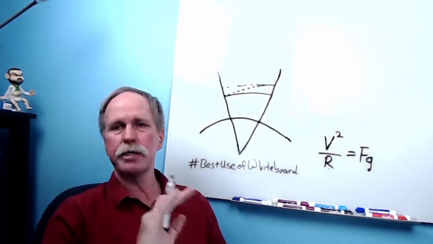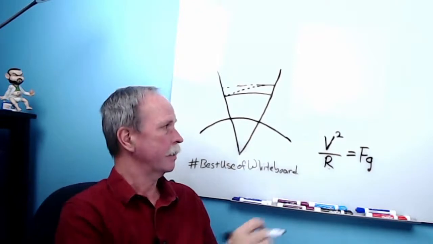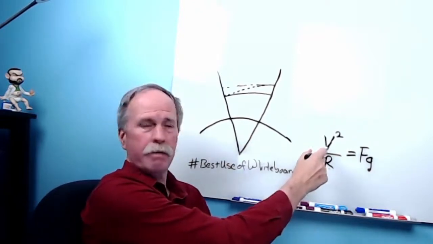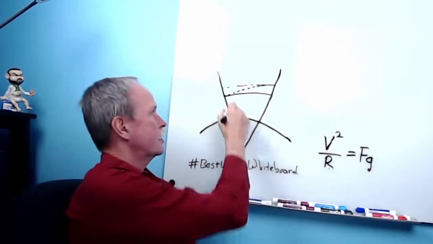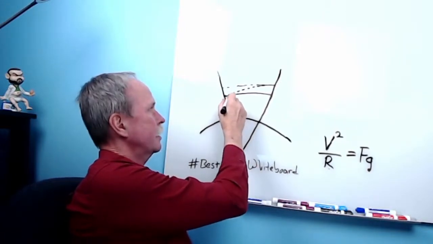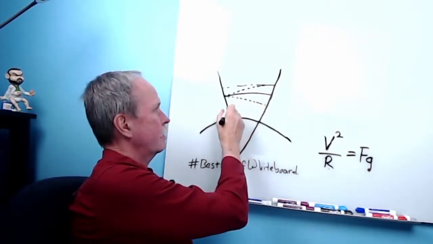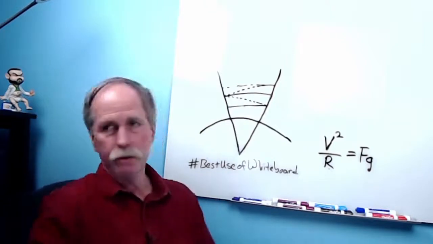Likewise, if you slow the satellite down, again, decrease the speed, decrease the radius. So what you're going to end up doing is bringing it down to an orbit like that.